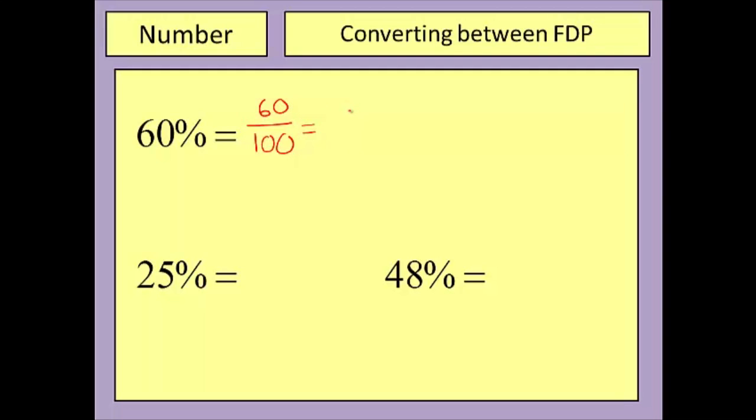So what I'm going to do is I can divide the numerator and the denominator by 10. So that turns the fraction into 6/10. But it's still not fully simplified. I can divide both of these numbers by 2, giving me my simplest version, which is 3/5, and that's turned 60% into 3/5. It's turned a percentage into a fraction.